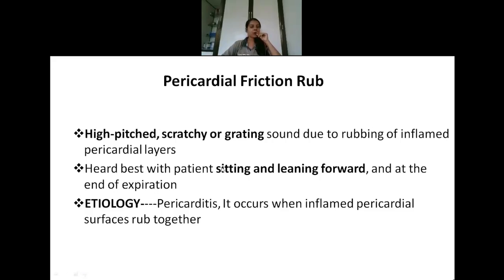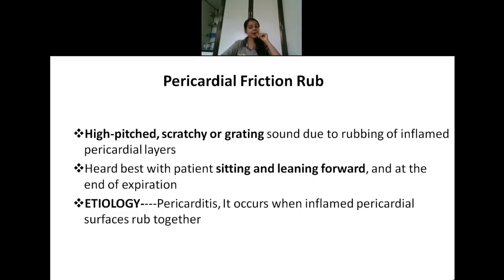The next abnormal heart sound is pericardial friction rub. Now pericardial friction rub is a very important abnormal heart sound. From the term only you can understand it. This pericardial friction rub is particularly heard in disease conditions like pericarditis. Okay, we'll study in detail in the coming classes.